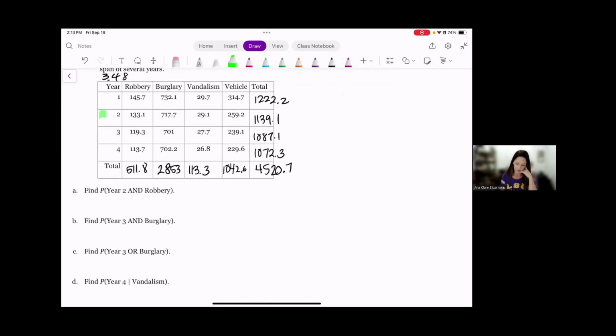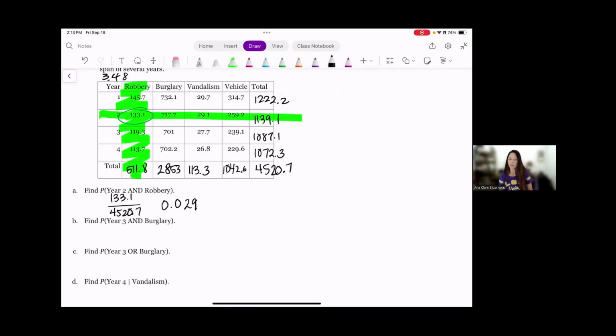All right, what is the probability of being year 2 and robbery? It's an intersection, not an or, so I want to know where they come together on the chart. That is 133.1 out of the total 4,520.7. And when I divide the numerator, 133.1, by 4520.7, I get 0.029 to 3 decimal places.